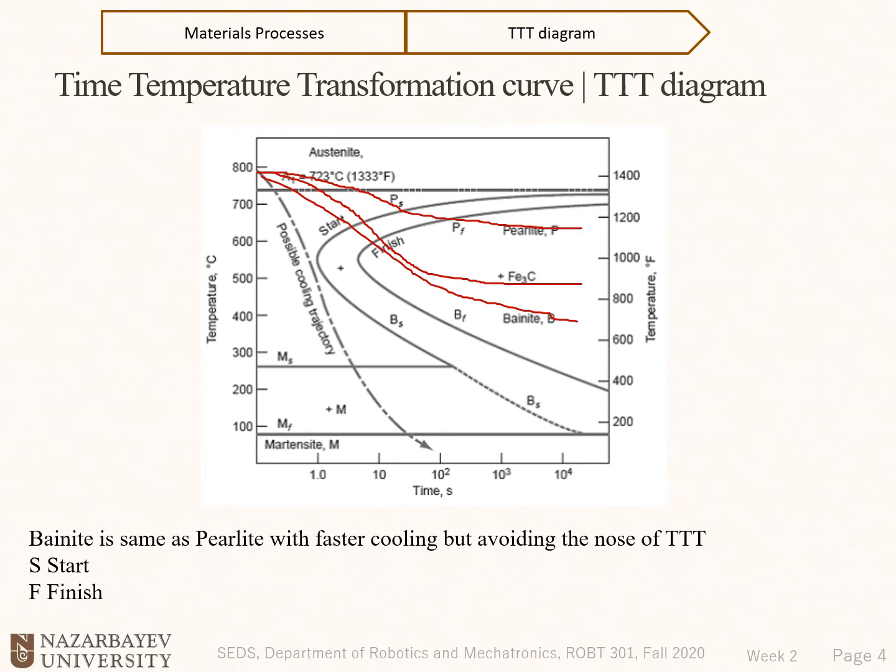Here is the nose of the TTT diagram. The nose is here. So if we avoid the nose, we'll end up having martensite. Otherwise, we'll have pearlite, cementite, or bainite, or a combination of these.